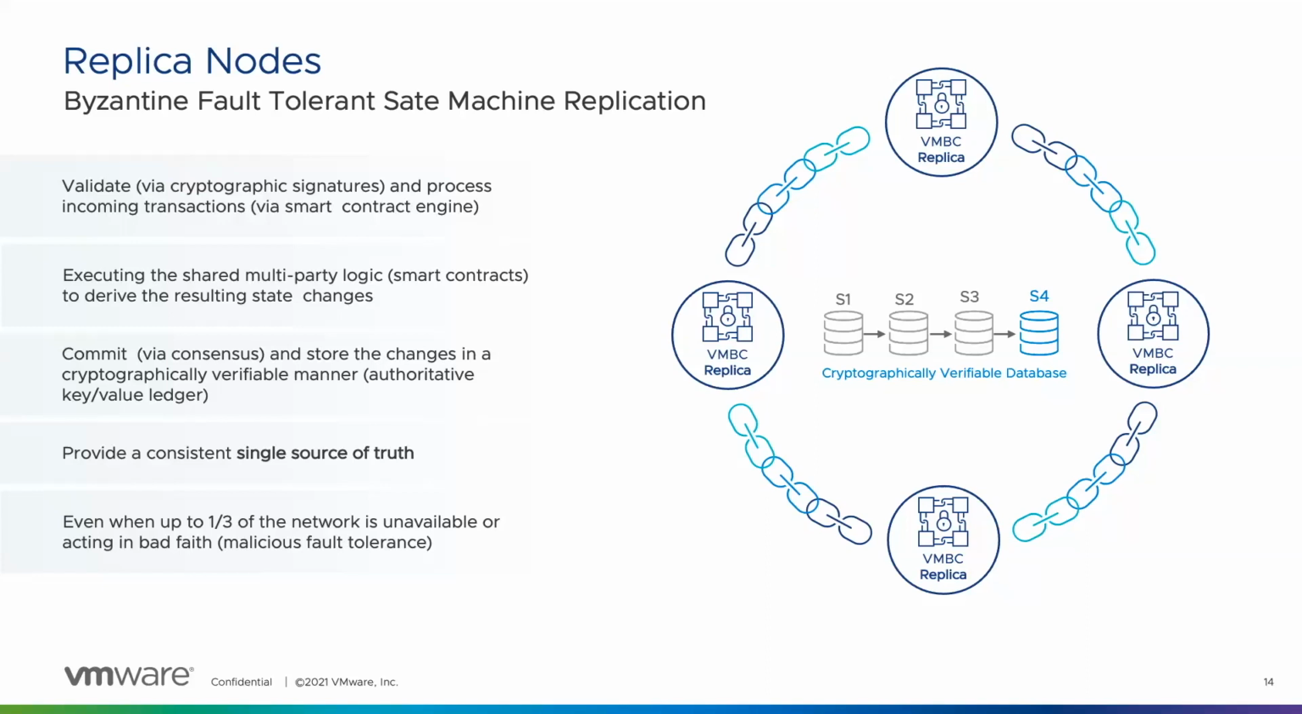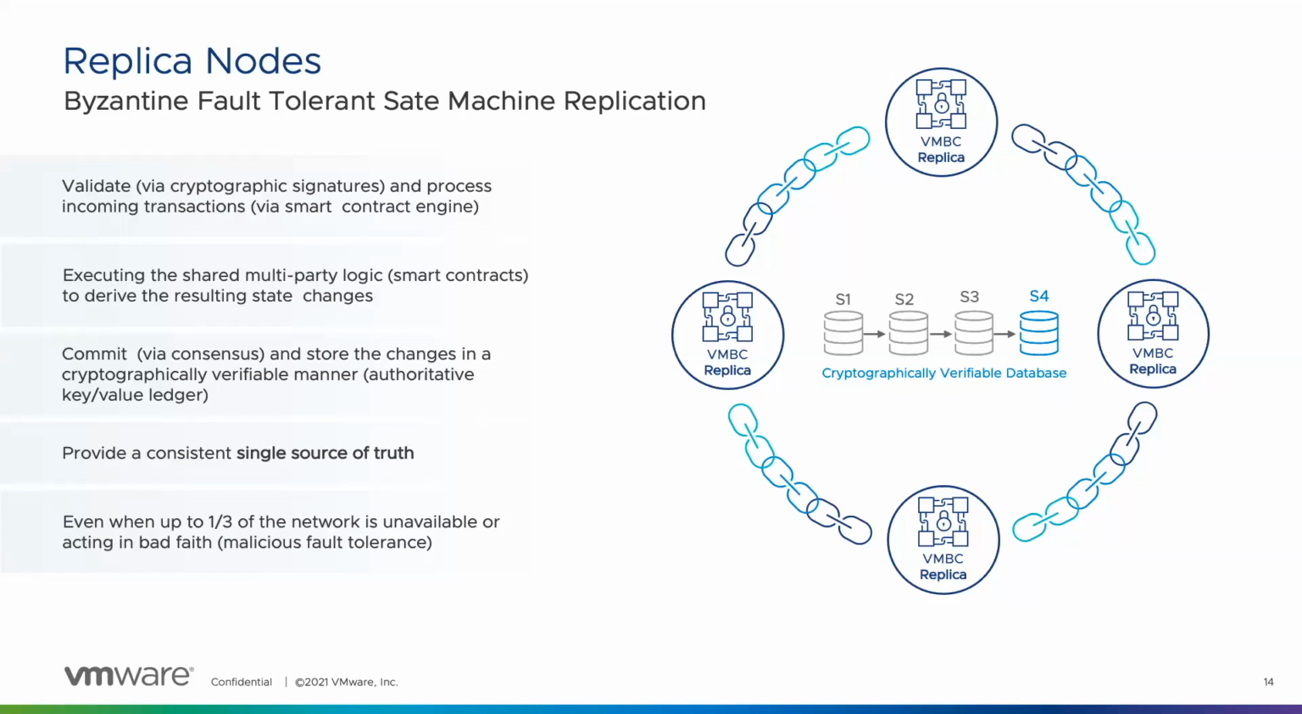And the important thing here is that it's a malicious fault tolerant, a Byzantine fault tolerant, single source of truth. So we guarantee that the network is available and correct and complete. The terms are safety and liveness. We guarantee that even when up to 1/3 of the network is unavailable or malicious, acting in bad faith.